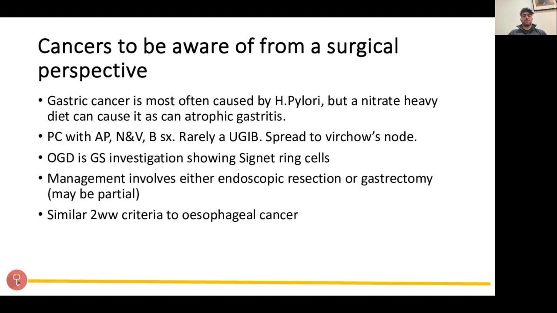And then gastric cancer. What I want you to know is that it's most commonly caused by H. pylori, but also nitrate-heavy diets, and so can atrophic gastritis. It can present with abdominal pain, nausea and vomiting, B symptoms, and rarely upper GI bleeds. You always feel for a Virchow's node on abdominal examination, which is commonly where gastric cancer spreads to. The other node is a Sister Mary Joseph node that you might want to know about. An OGD is again the gold standard investigation, which shows signet ring cells when you biopsy it and look at it under the microscope. Management involves either endoscopic resection or gastrectomy, which may be a partial gastrectomy. Again, the 2-week wait criteria is similar to esophageal cancer. Any questions so far?